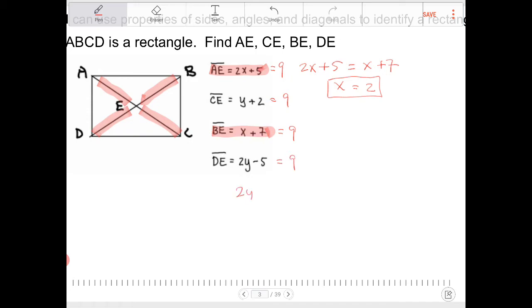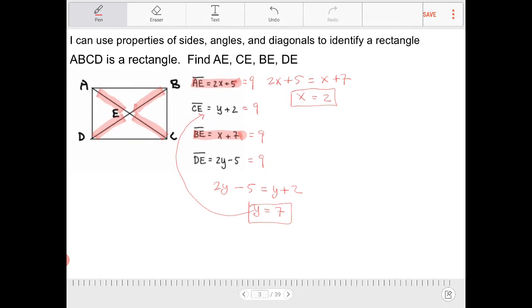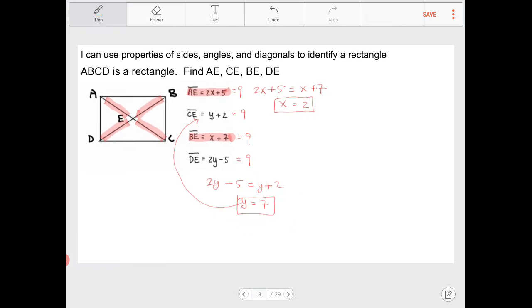If I have 2y minus 5 is equal to y plus 2, if I subtract both sides by y and then add 5, I end up with y is equal to 7. If I substitute y is equal to 7 into this equation, yes, indeed, I will end up with 9. But again, I didn't really need to do that because I already know it's a rectangle, so CE and DE and all of these partial diagonals, parts of diagonals, should all add up to 9.